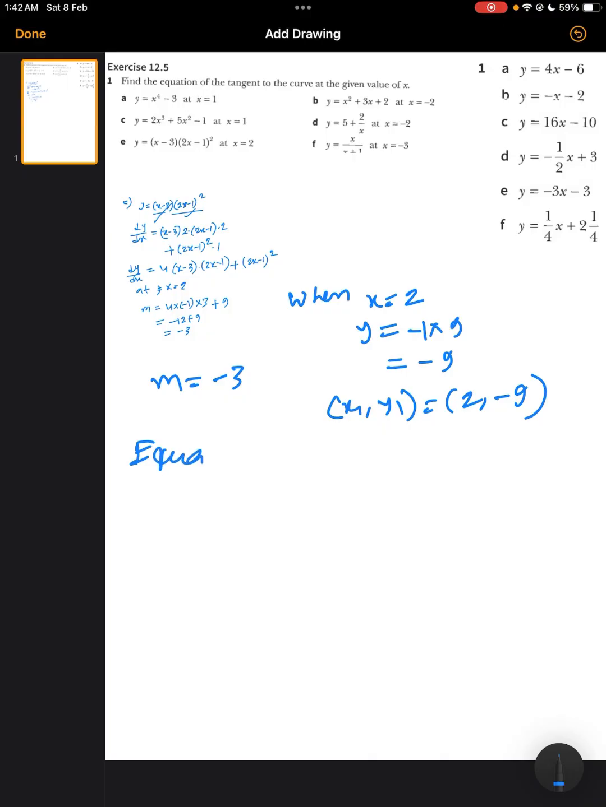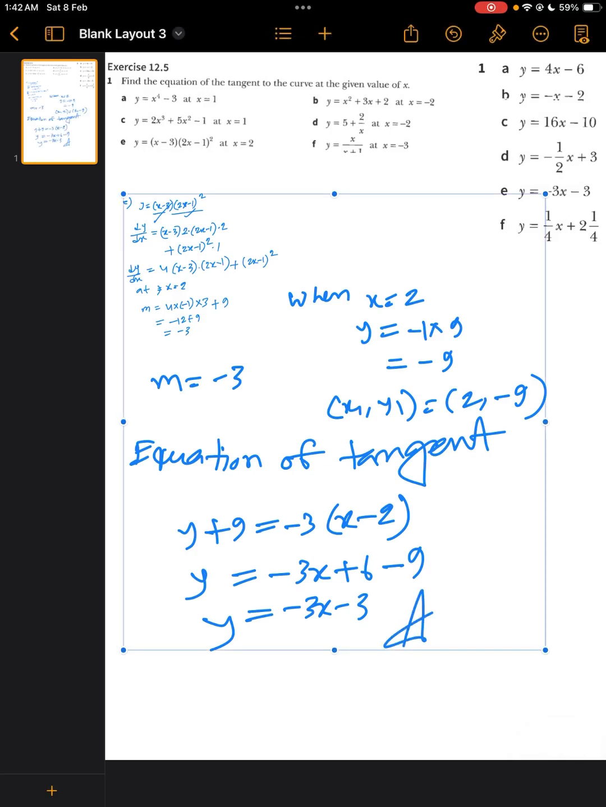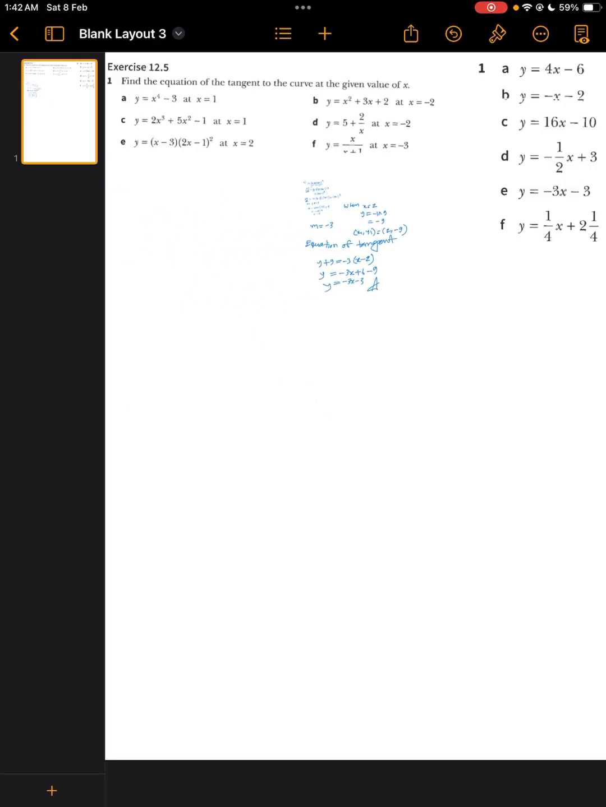Now equation of tangent. Y minus y1 equals minus 3 times x minus 2. Y is equal to minus 3x plus 6 minus 9, so minus 3x minus 3. Yeah, the answer is perfectly correct. Number E done. Now we are at the last question of question number 1.